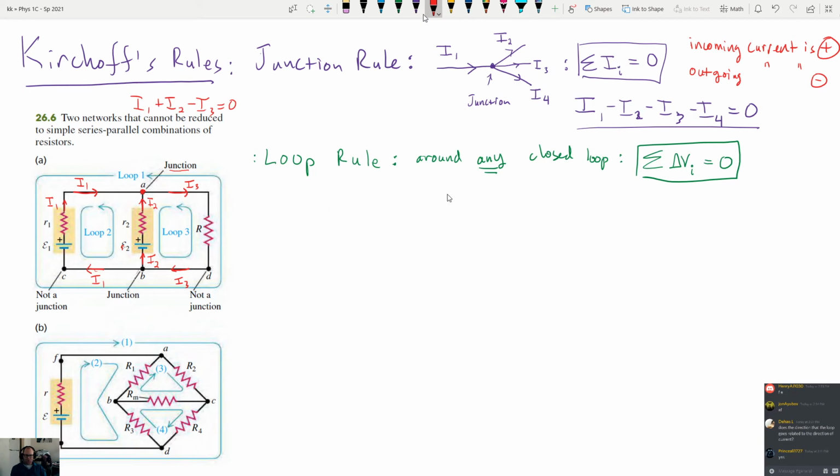Okay, so the loop rule says around any closed loop, the sum of the voltage drops is going to have to be equal to 0. So how do we actually do that? I'm going to write what it is down. We're going to start with loop 2, and then I'm going to tell you the rules, and I'm going to have you all do loop 1 and loop 3, okay?